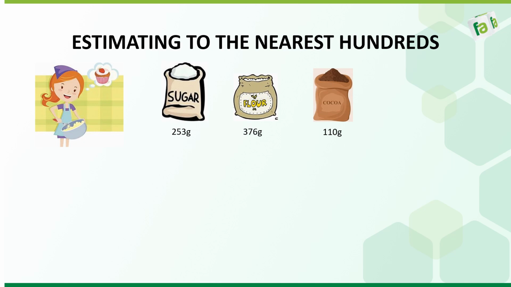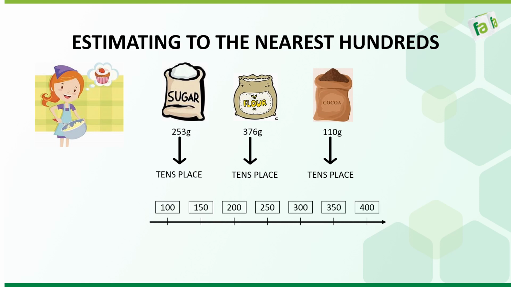To get the approximate quantity of the ingredients, we need to round them off. To round off the quantities of the ingredient, we should see the digit at the tens place. If the digit at the tens place is nearest to the next 100 or the previous 100, we round it off respectively.